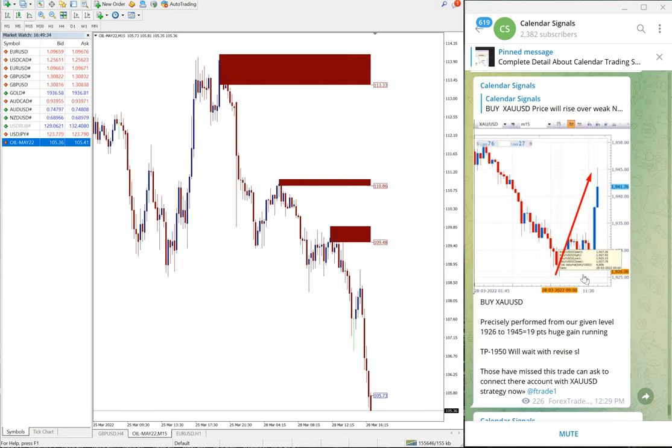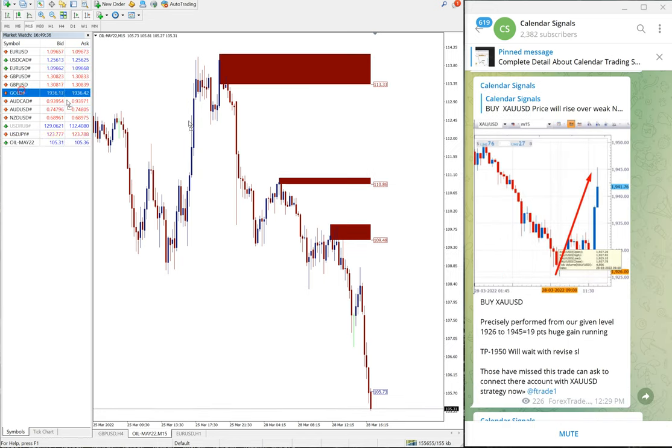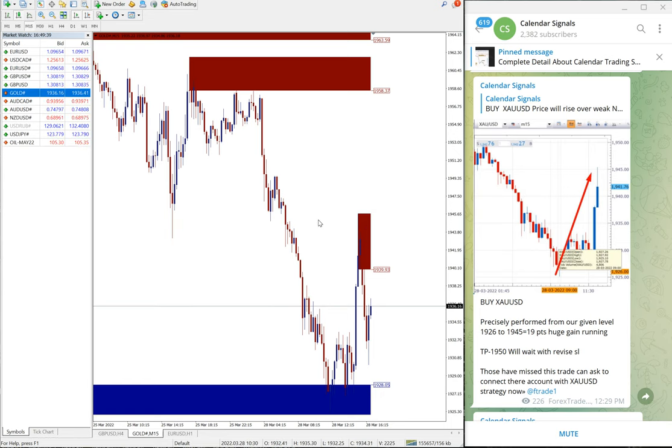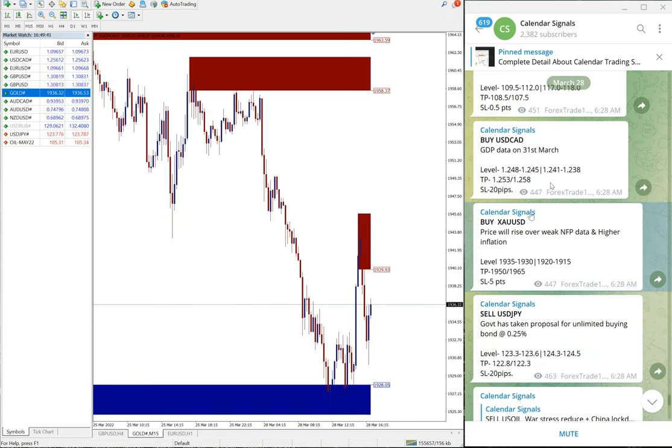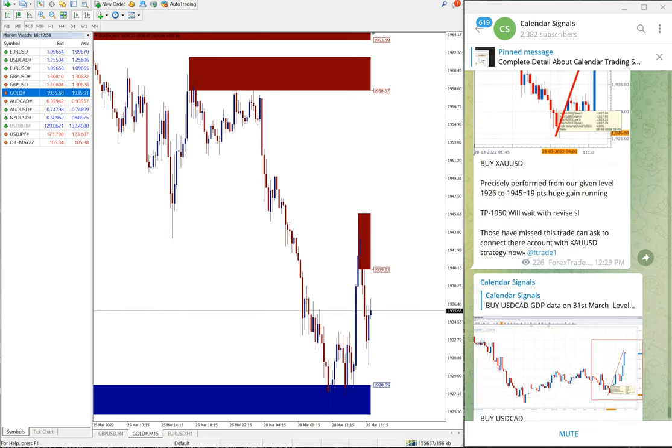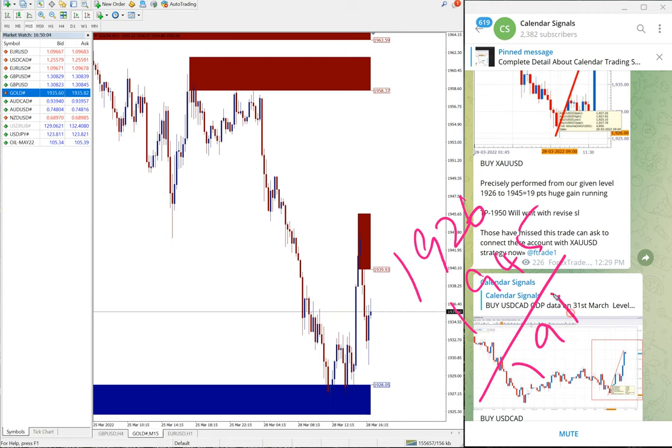Then the next signal is gold, XAUUSD. Here is the gold chart. Buy gold we gave. The reason why we gave buy gold is price will rise over weak NFP data and higher inflation. Based on this reason, we gave buy XAUUSD, which is buy gold. And gold entry at 1926 and high traded, you can see, 1945, about 19 points gain on gold. That's again good profit on gold as well.